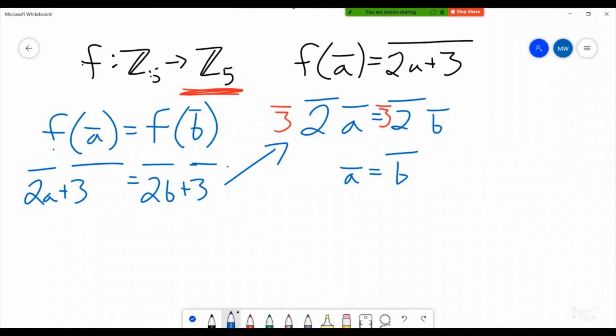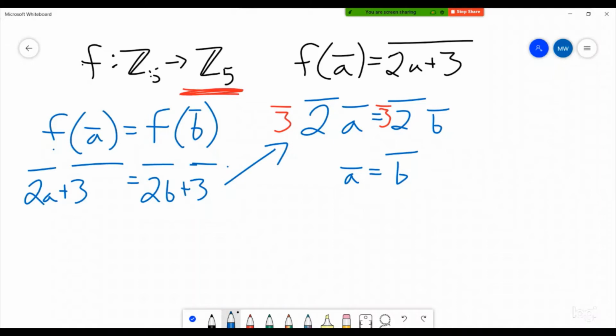Does that make sense to everyone? Does anyone have any questions as to why we have to multiply by 3 instead of dividing by 2? Okay.